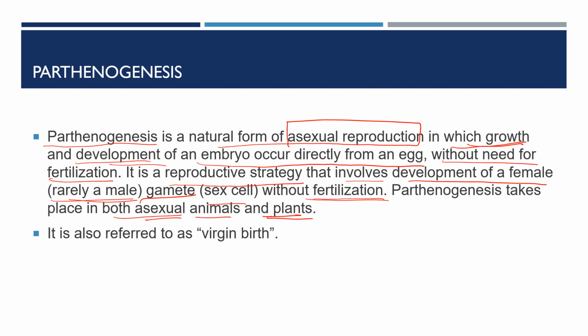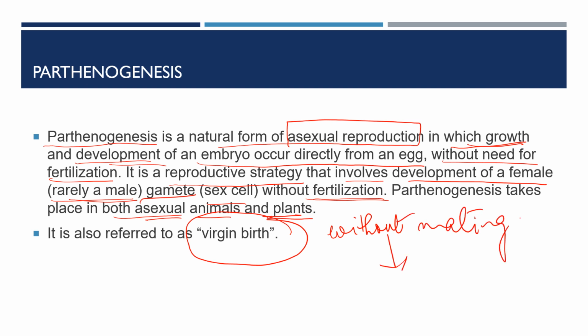Okay, so parthenogenesis is a thing which happens in both asexual animals and plants. It is also called a virgin birth. Why does it mean virgin birth? Without mating, without any need of sperm, it gives birth to an individual. So we can say it is the growth and development of an embryo directly from an egg, without need of fertilization. Without mating and without fertilization, the offspring is formed. This is called virgin birth.